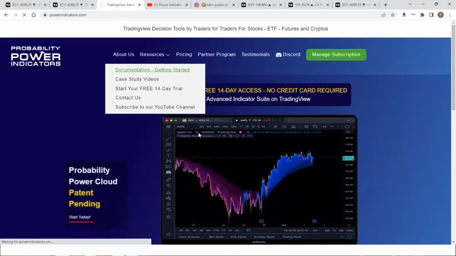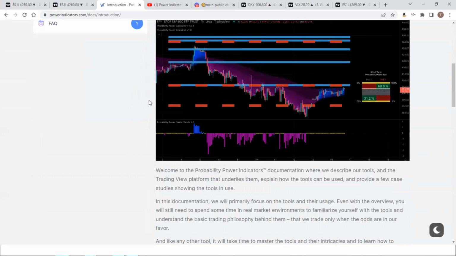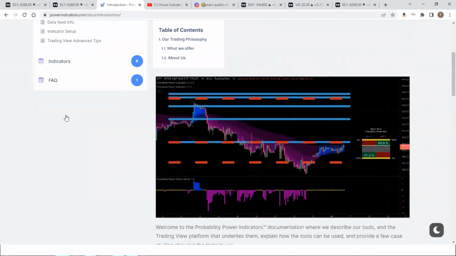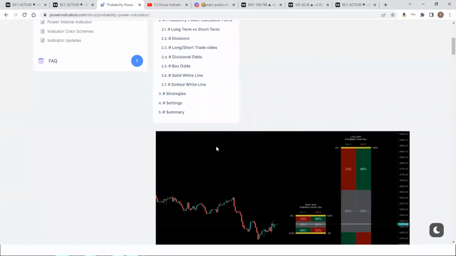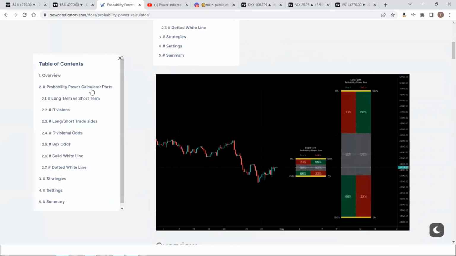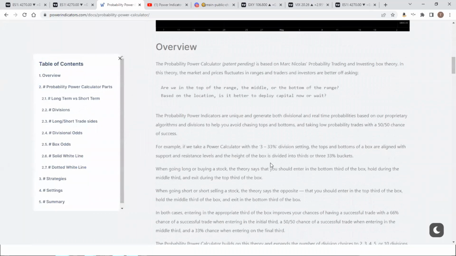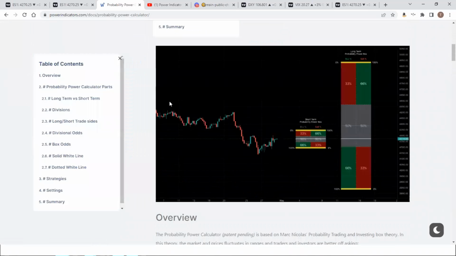So here you have the documentation here on the power indicators. So you can go review anything that I've gone over, some introduction on the tools, some information about TradingView, how to set up the indicators. And then if you actually click this indicators section here, you also have an in-depth introduction to each of the tools that I've just gone over. So the calculator, the indicators, the elastic bands, the volume indicator, all of that. So you have all the information here on the getting started guide on the resources tab.